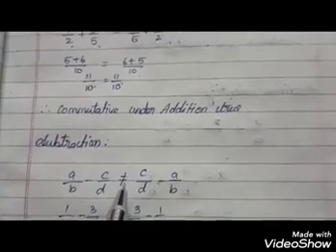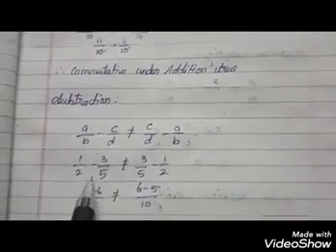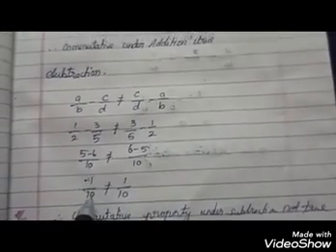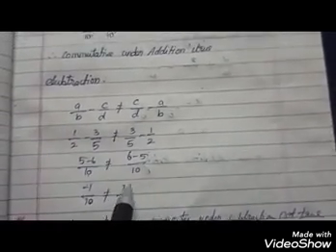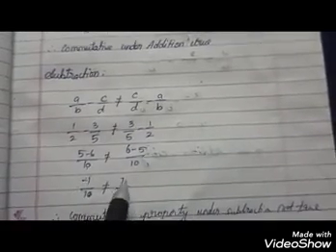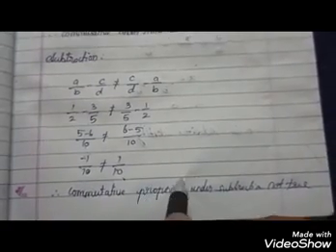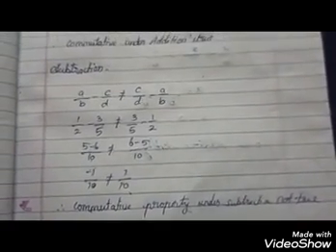But if you take subtraction, it is not equal. Why? The same set of numbers I have to take. 5 minus 6 by 10, and 6 minus 5. So the first one is minus 1 by 10. This is 1 by 10. So 1 by 10 is a positive number, and this is a negative number. Positive and negative are not equal. So that's why I told the commutative property under subtraction is not true.